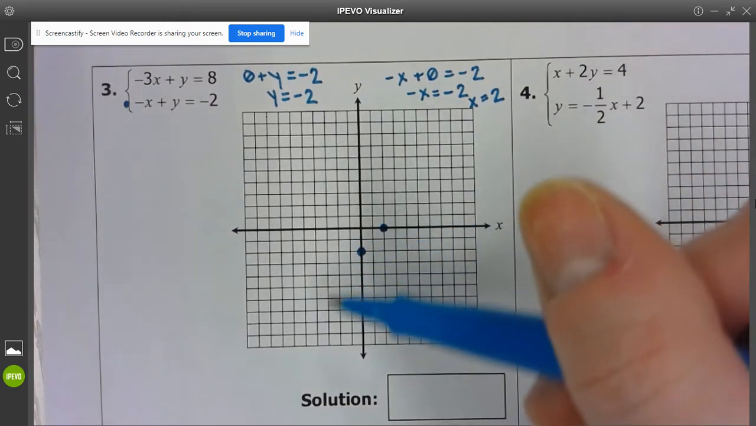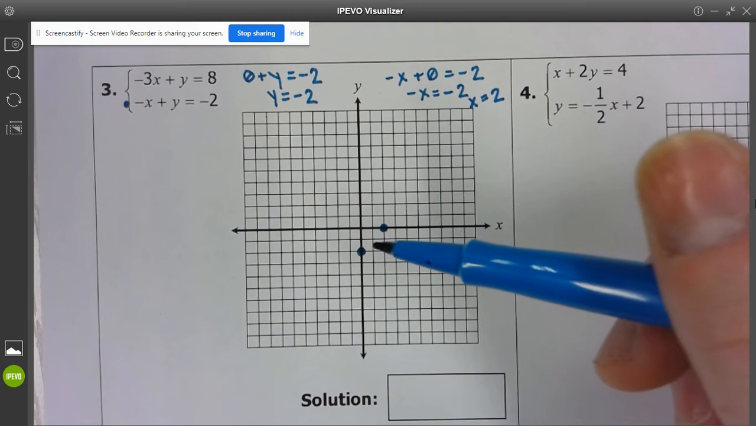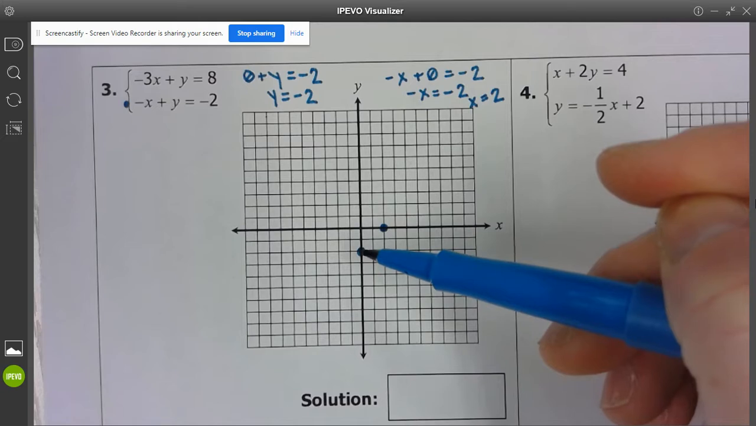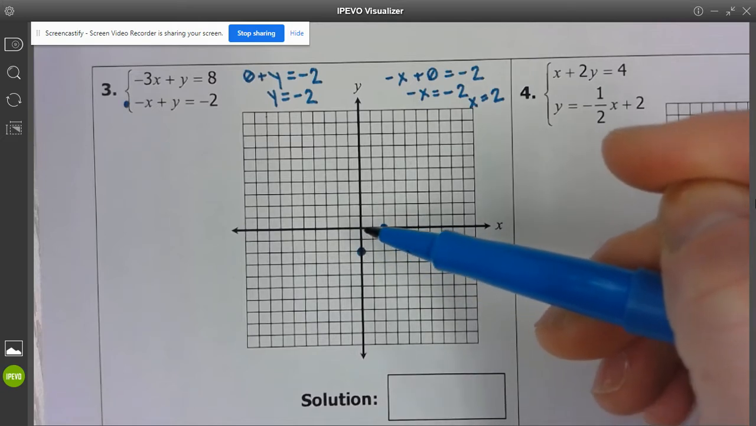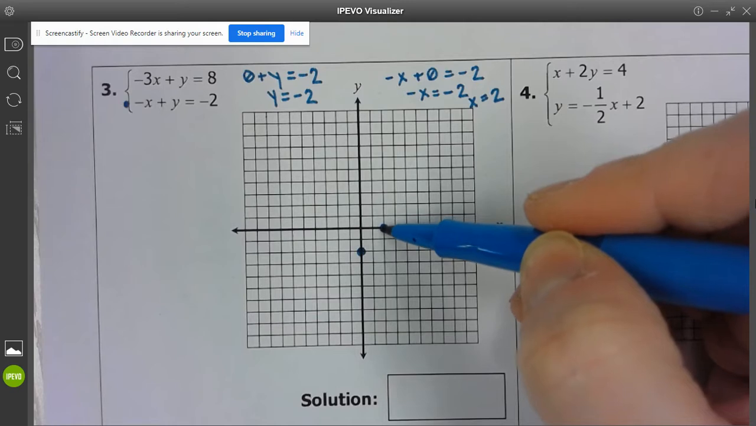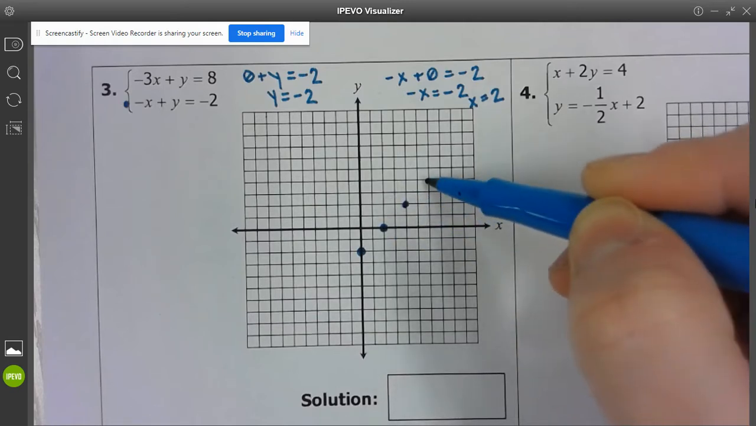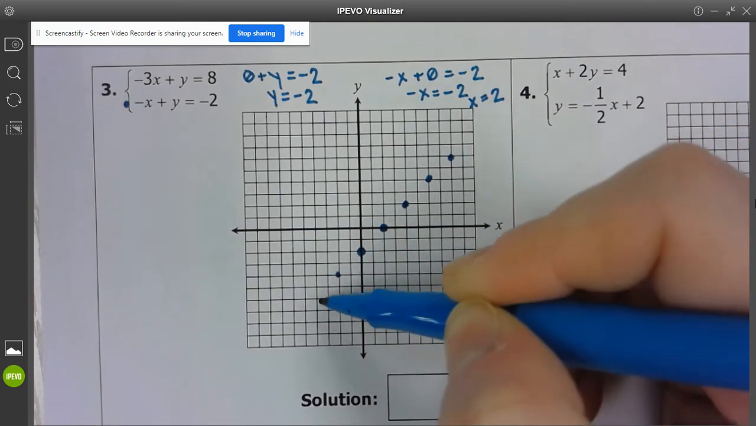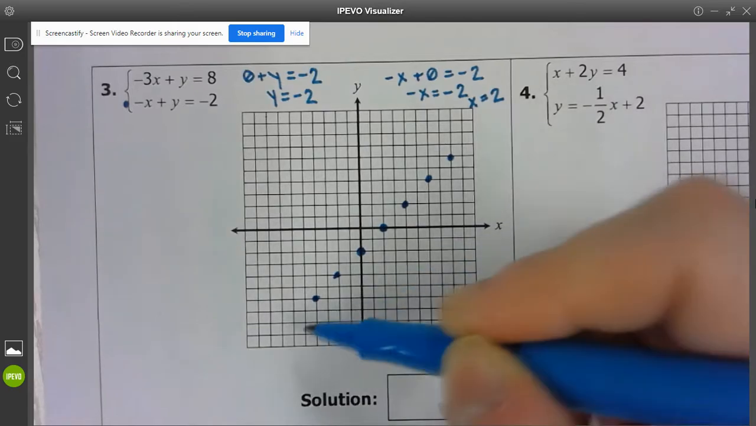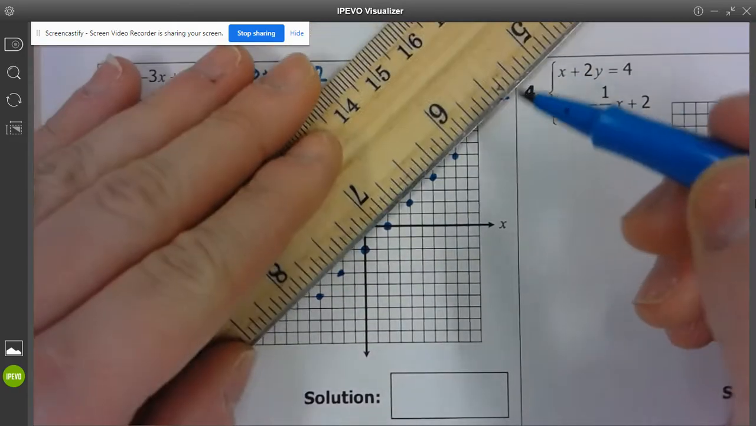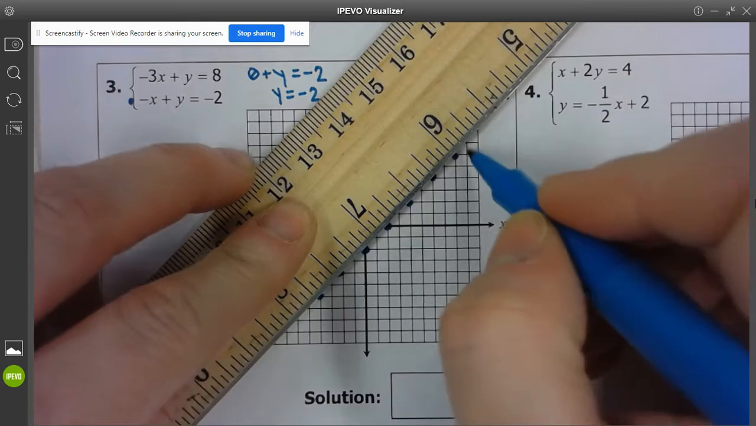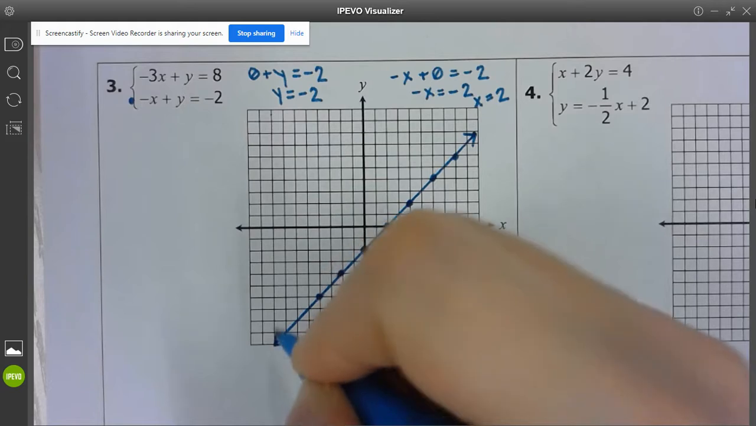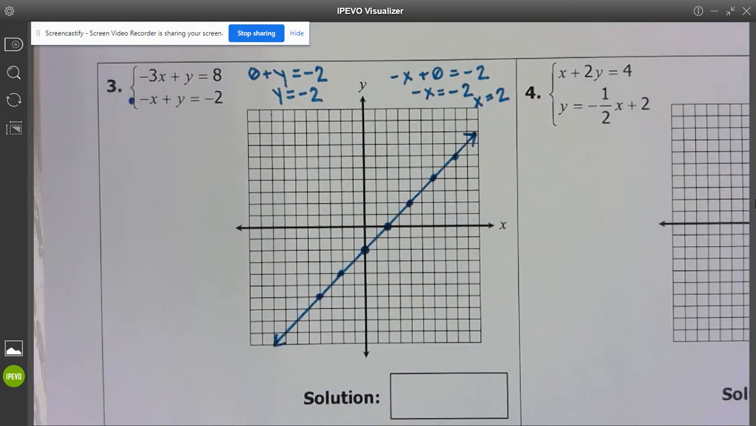Now, if these 2 points are really close together, another thing I can do is look at how I'm changing from this point to that point. That's up 2 over 2. I can repeat that pattern to get myself a little bit more of a line. And you'll notice I have created a line that has a consistent slope. Now I can connect these points, and that is my blue line.